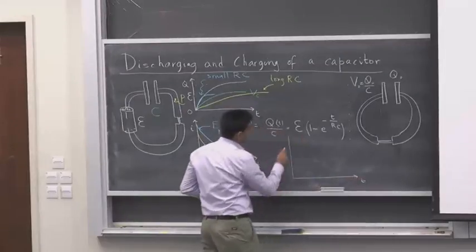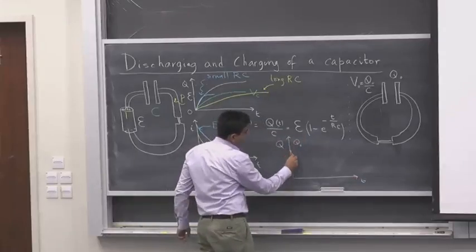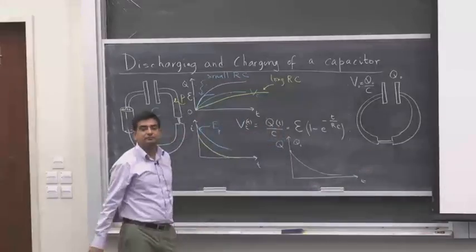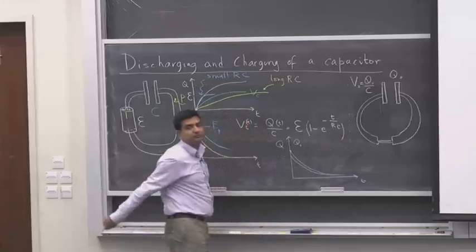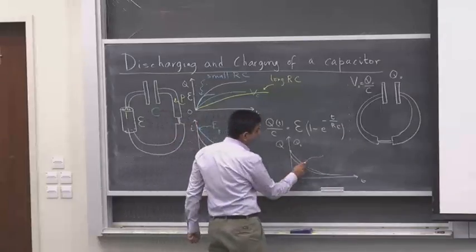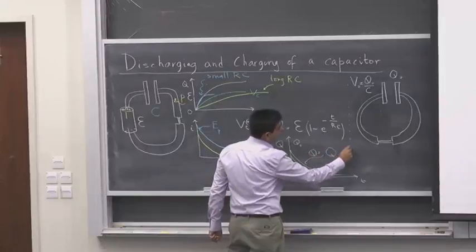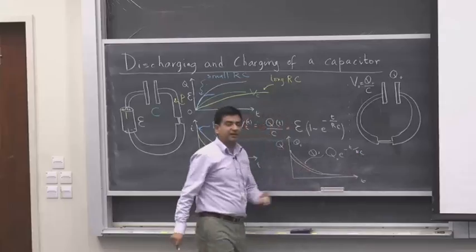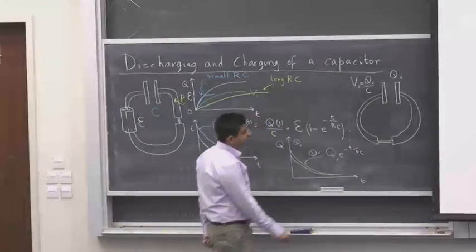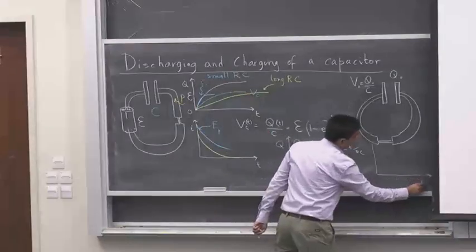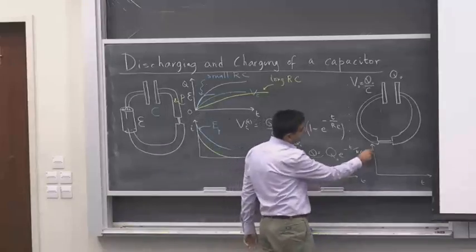If I plot versus time the drain out of the charge, it starts off at some Q0 and then exponentially drops. The voltage across this capacitor exponentially drops. This drop of the charge Q is given by Q0 e to the minus t over RC. Once again, it's determined by the time constant RC. And if I were to plot the current through this circuit as a function of time, that's just the derivative of this charge. That's also going to drop off exponentially.